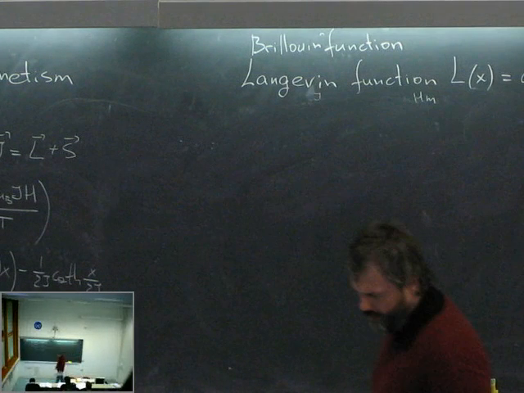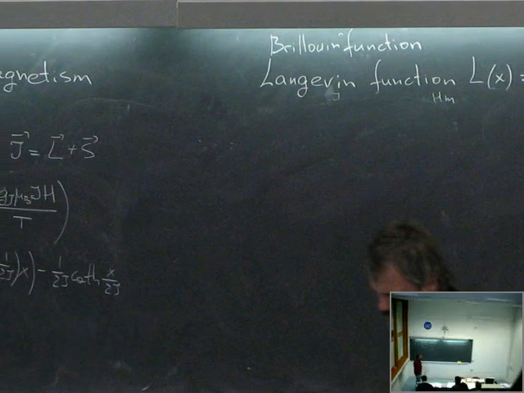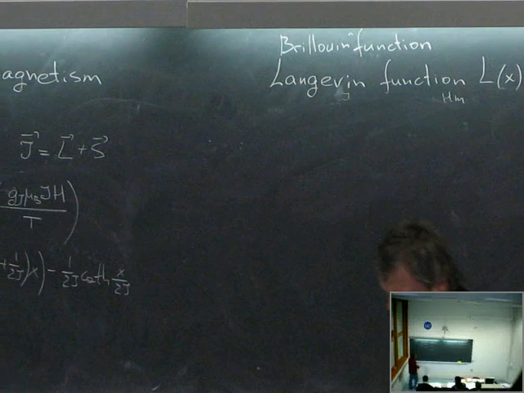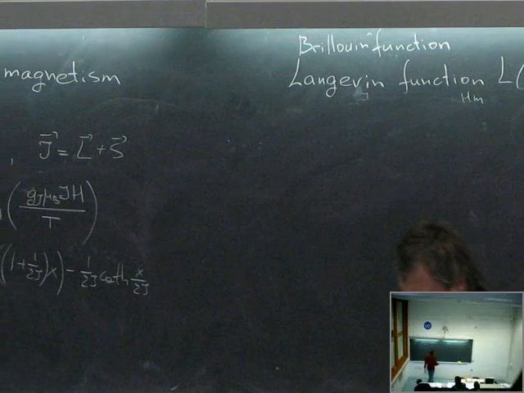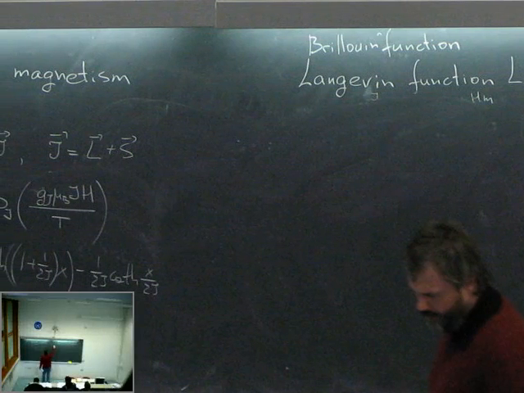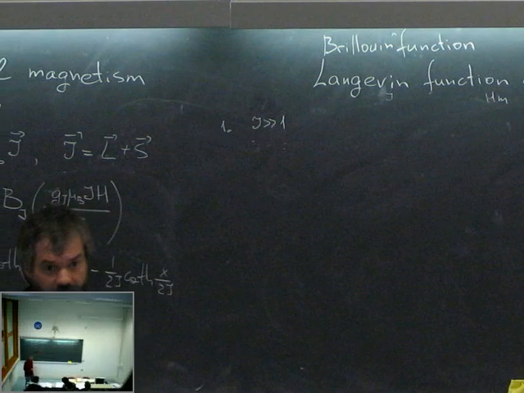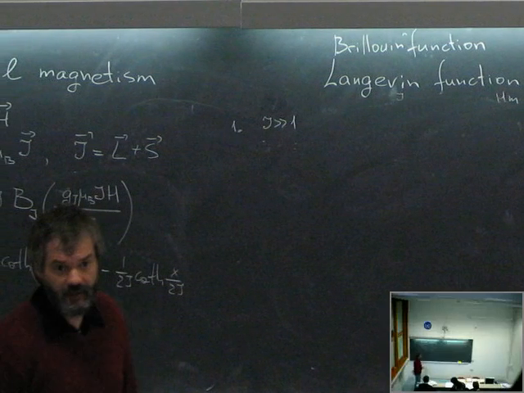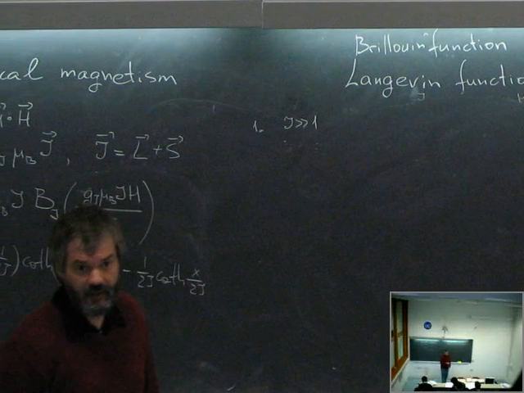What I would like to discuss now is the semi-classical limit. I would like to plot this function and discuss several limits of it, but the first limit which I'm going to discuss with you is what happens if j is much larger than 1. Namely, if I have the semi-classical limit. And my anticipation is that in this limit, the Brillouin function should be nothing but the Langevin function. Let's prove it.